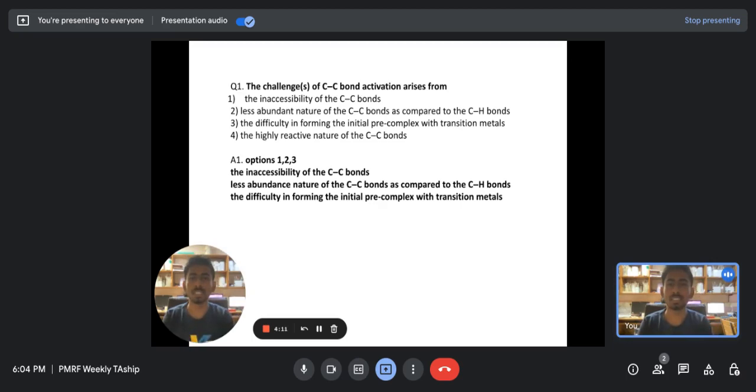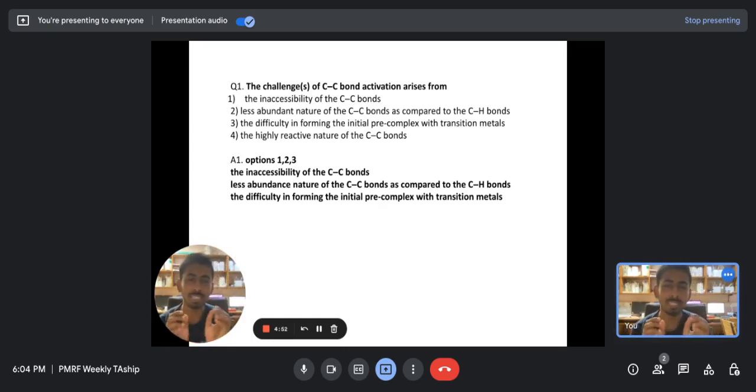Secondly, the less abundant nature of the CC bonds. One carbon is bonded to three hydrogen atoms at most, because the other carbon is bound to one carbon atom. So for one CC bond we have three CH bonds. You can note that for one CC bond we have three CH bonds, so CH bonds are more abundant in nature. That's why in a sample of bonds, the CH bonds outnumber the CC bonds. That's why CC bonds are less abundant in nature as compared to the CH bonds.